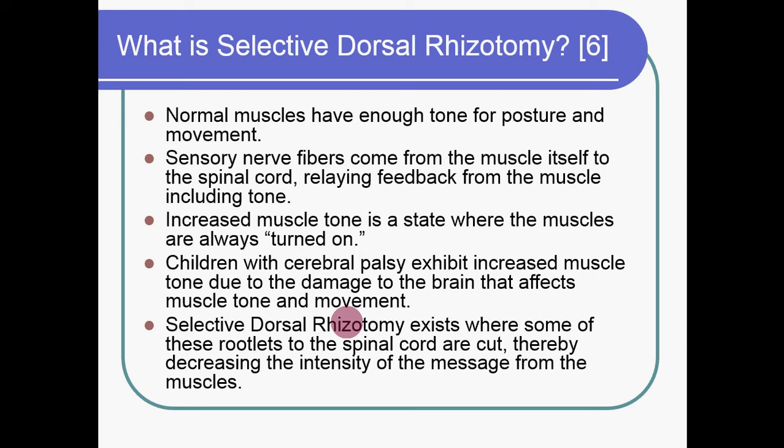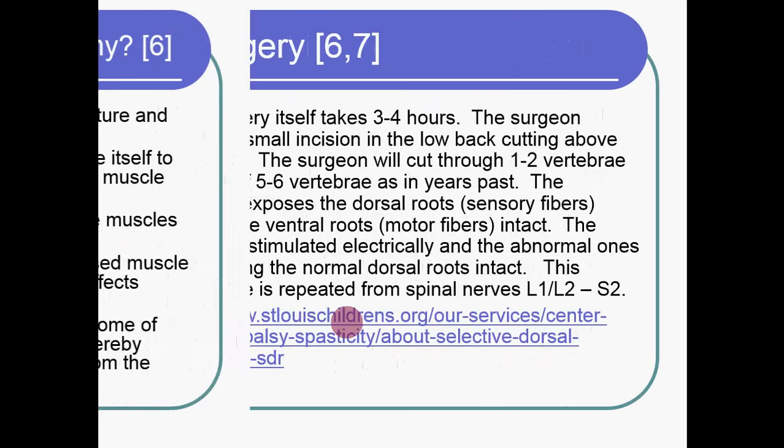Increased muscle tone is a state where the muscles are always turned on. Children with cerebral palsy exhibit increased muscle tone due to the damage in the brain that affects muscle tone and movement. Selective dorsal rhizotomy exists where some of these rootlets to the spinal cord are cut, thereby decreasing the intensity of the message from the muscles.